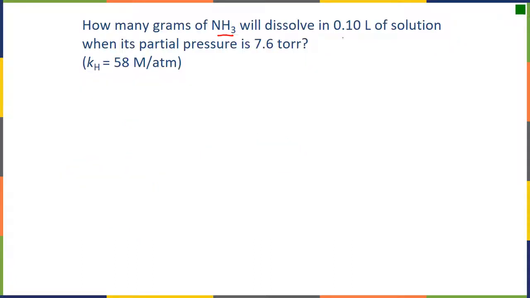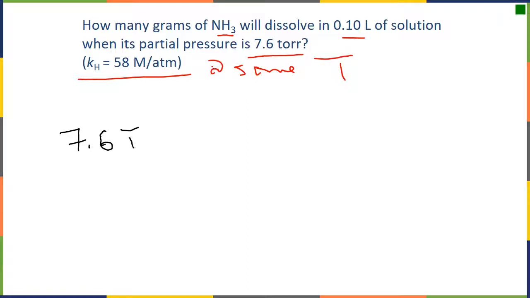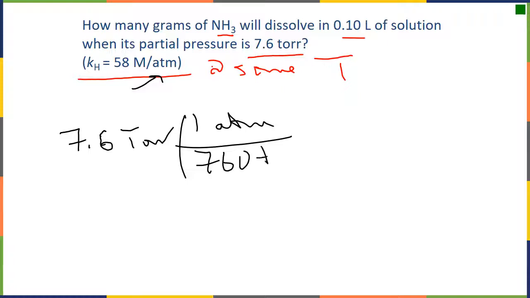How many grams of ammonia will dissolve in 0.1 liters of solution, given its partial pressure? And again, we're going to be given Henry's law constant. This would be at some temperature, even though that temperature may not be stated here. So we have 7.6 torr. Our Henry's law constant is in atmospheres. We know there's 1 atm for every 760 torr, giving us 0.010 atm. That is the pressure above the gas.